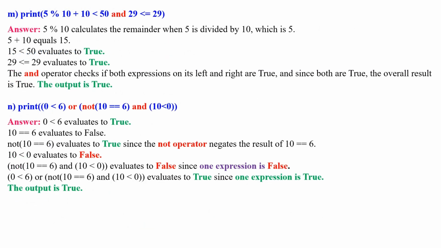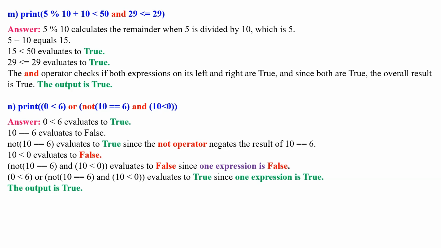Question M. Answer. 5 mod 10 calculates the remainder when 5 is divided by 10, which is 5. 5 plus 10 equals 15. 15 less than 50 evaluates to True. 29 less than or equal to 29 evaluates to True. The and operator checks if both expressions on its left and right are True, and since both are True, the overall result is True. The output is True.